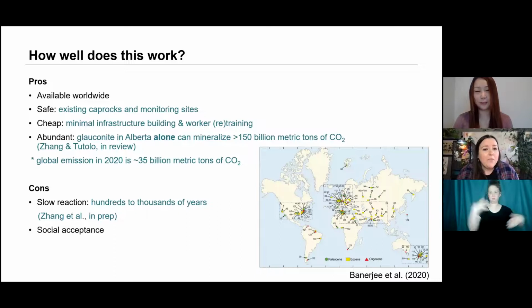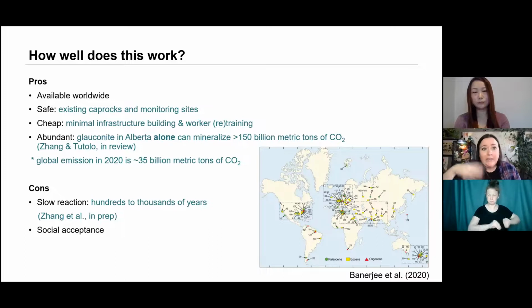That's good. The next question is from Noah. Are there any other reasons why there are concerns about the dangers of CO2 storage, other than just it leaking out of the capstone and causing issues?